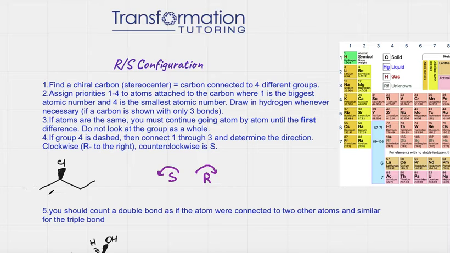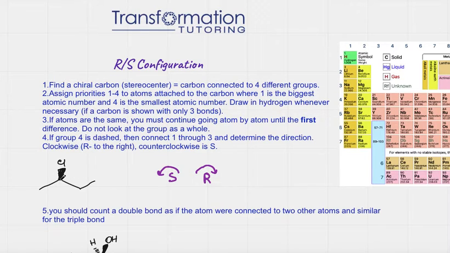This is my example. First of all, I need to find a chiral carbon. So if I look at all the carbons here, I can check out this carbon and see what 4 groups it has and whether they are different. So this carbon has a chlorine. It also has a methyl group here, 1 carbon here, and 2 carbons here. So far, all of these groups are different.